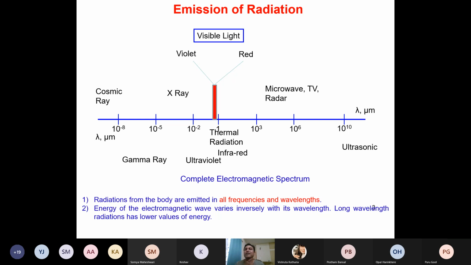But in comparison with that, the earth is also emitting radiation, in the infrared region. But that is not in the visible range. If you look at the wavelength of these infrared radiations, they are not in the visible range, and therefore we are not able to visualize the radiation emitted by Earth. Okay.